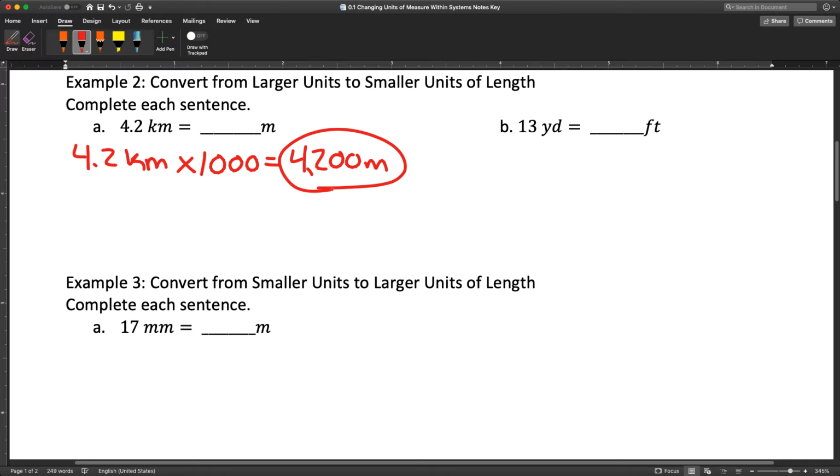Now again, we're still talking about converting units from a larger unit to a smaller unit. There are 3 feet in every yard. Again, if you take a look at the table above, it shows you that 1 yard is equal to 3 feet. So we are going to multiply. So I have 13 yards. I'm going to multiply this by 3 because 1 yard is equal to 3 feet. 13 times 3, and we end up with an answer of 39 feet.